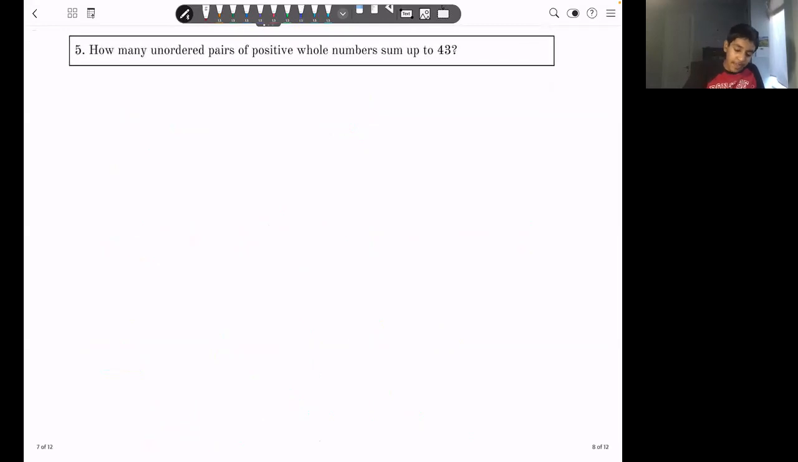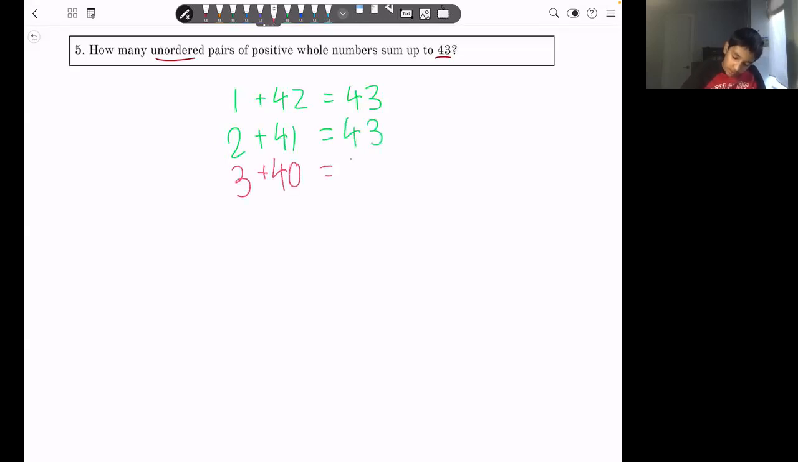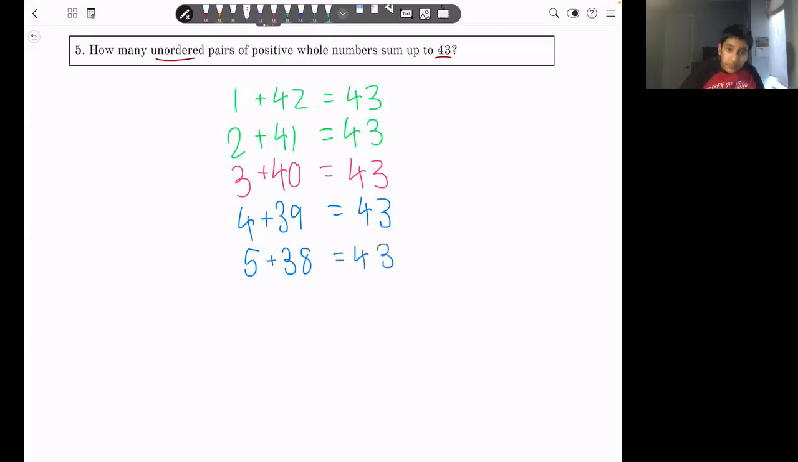How many unordered pairs of positive whole numbers sum to 43? Let's just write out a few to get the hang of it. So 1 and 42, 1 plus 42 is 43, right? Those are both positive numbers. Maybe 2 and 41 is 43. Also, 3 and 40 give 43. 4 and 39 give 43. 5 and 38 give 43. And so on. But when do we stop?